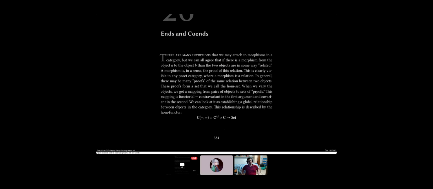All right, so this chapter is about ends and coends, and it starts by reminding us about the hom functor and about profunctors. And I think this first paragraph here is actually pretty interesting. There are many intuitions we may attach to morphisms in a category, but we can all agree that if there is a morphism from the object A to the object B, then the two objects are in some way related.